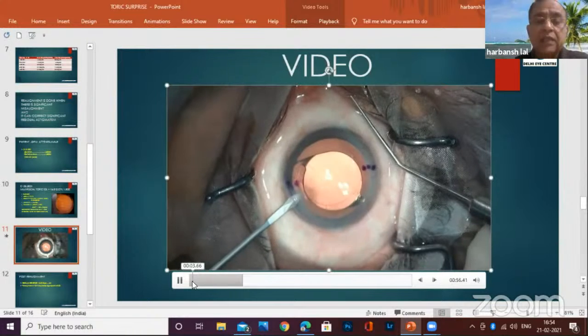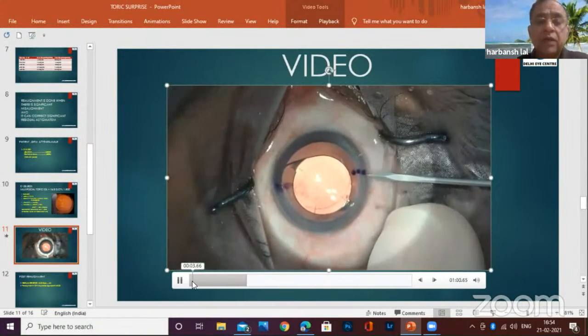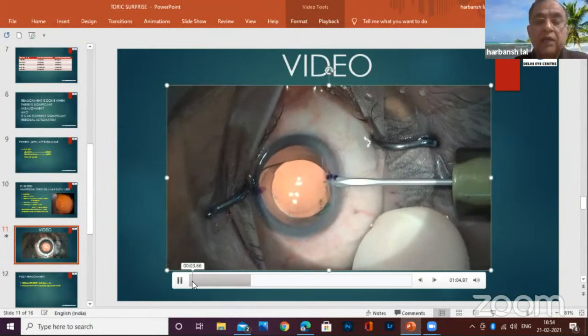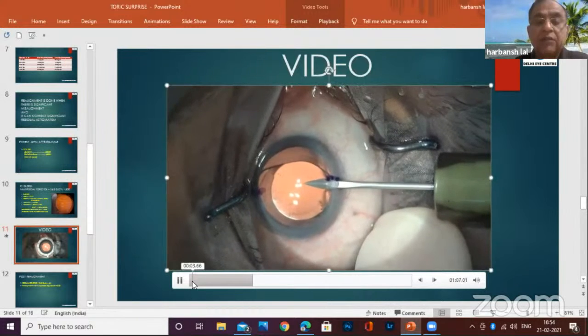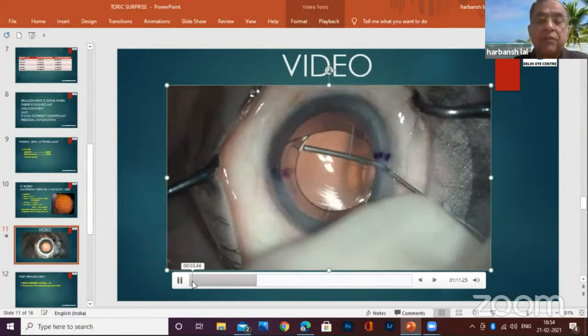Unless the astigmatism is too irregular and you are not sure. So I prefer to use the side port incision that is open, which was made earlier, nearly a week, 10 days earlier at the time of surgery. You make another side port incision. I usually make one side port incision.